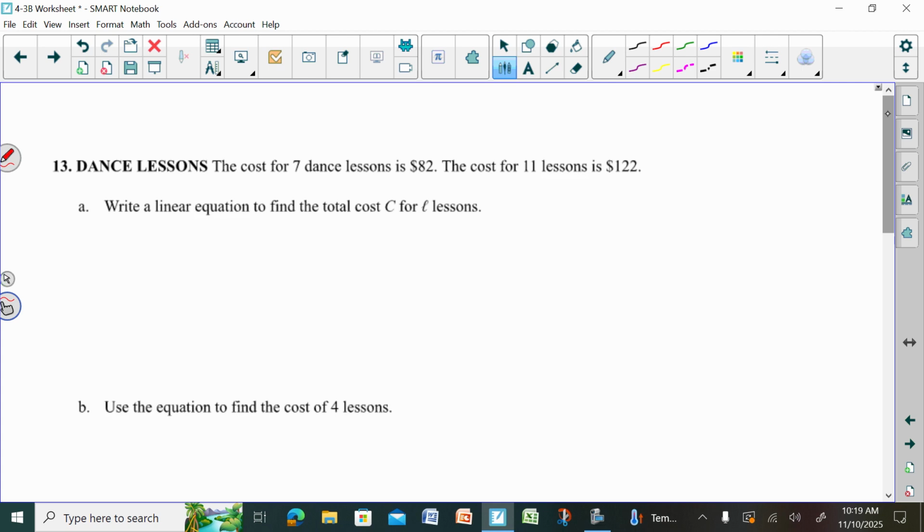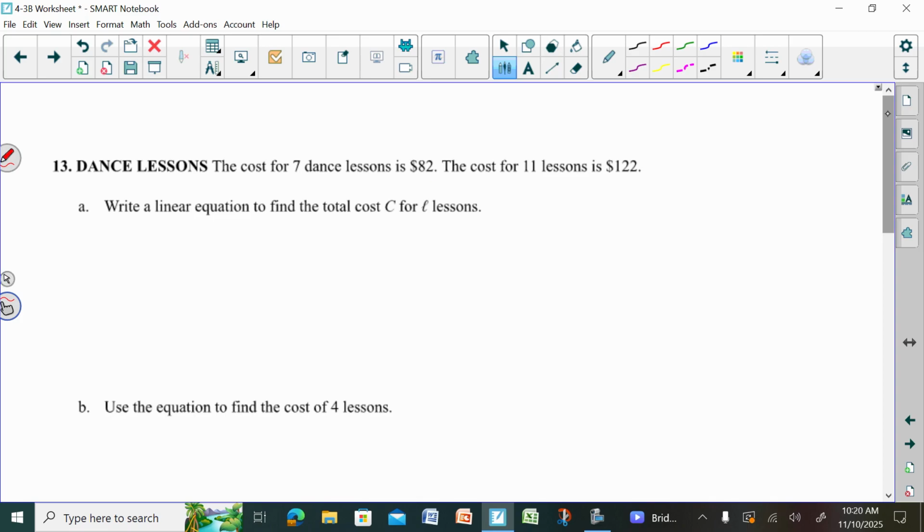Dance lessons cost 7 dances cost $82. I'm sure there's a cost per dance lesson and there might be a beginning fee, just like when we did the movie rentals, right? The movie rental, though, told us what the beginning initial fee was. I think it was $10 a month, but then also a per movie charge, like a $2 per movie charge. We don't have that here. We don't have the beginning charge. We don't have the per amount.